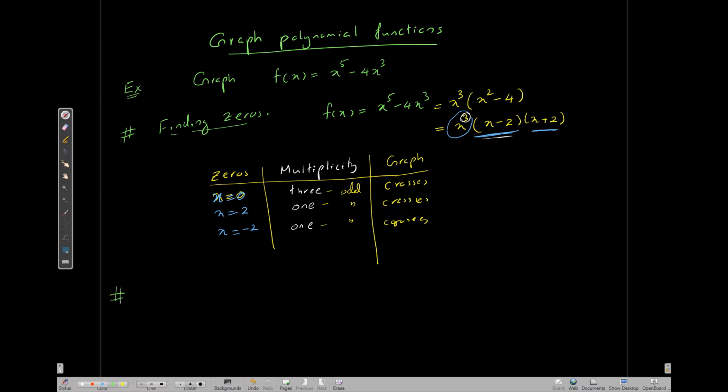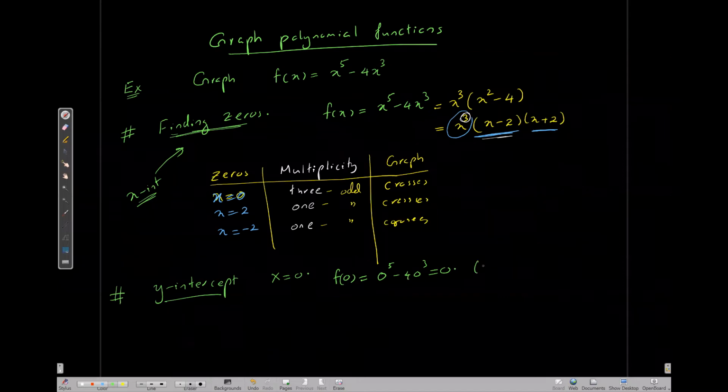And then intercepts. Why the y-intercept? Because we are already done with the x-intercepts, since finding zeros is finding the x-intercepts. There is only one y-intercept for a function. It cannot have more than one. For the y-intercept, set x equal to 0. That means you are finding f of 0, and that value is 0, because 0 to the fifth minus 4 times 0 cubed is 0. So the y-intercept is (0, 0).